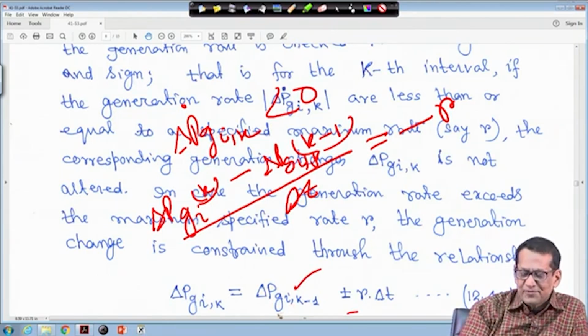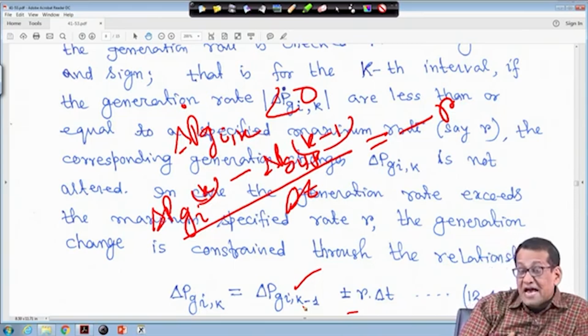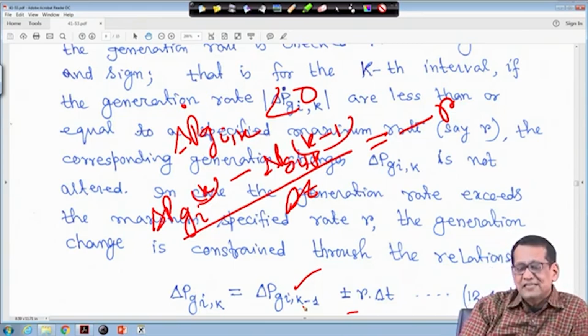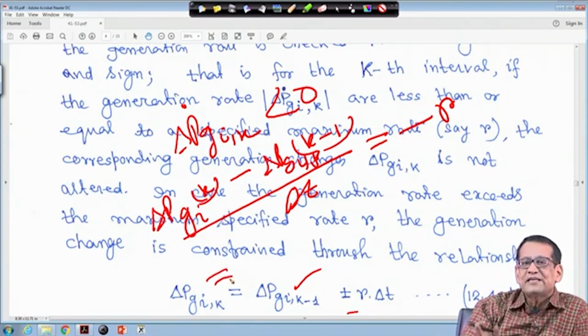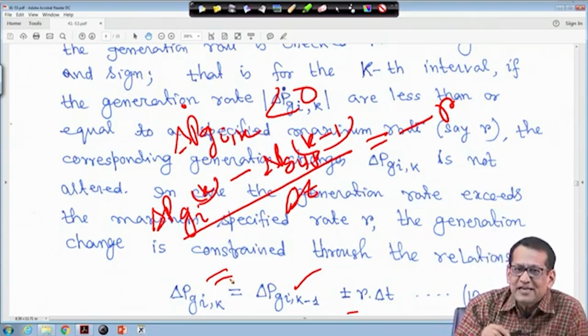That is why we have written that delta Pgi k is equal to delta Pgi k minus 1 plus minus r into delta t. As long as the limit is violated, the generation response will move like a ramp, a straight line increase or decrease, because it is a straight line. As long as it is not violated, at that time small oscillation will start.